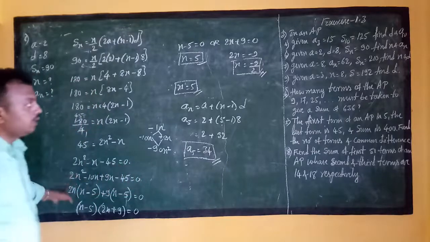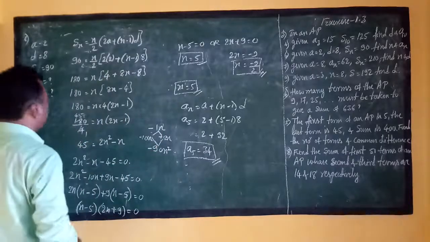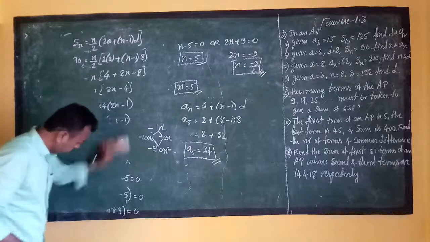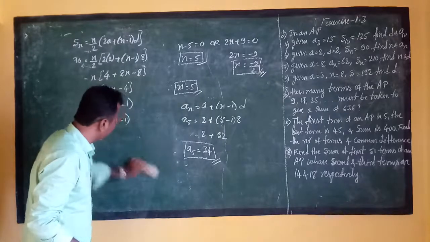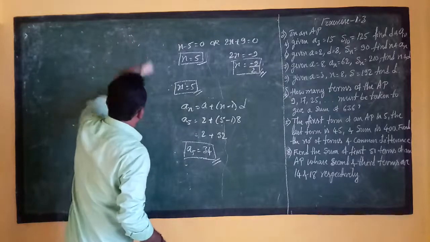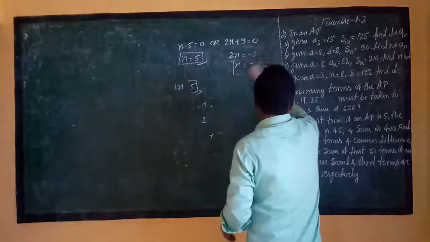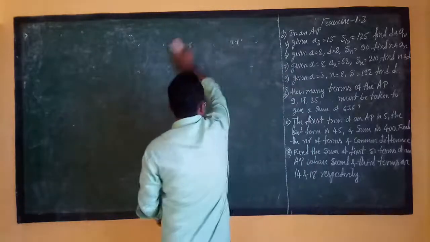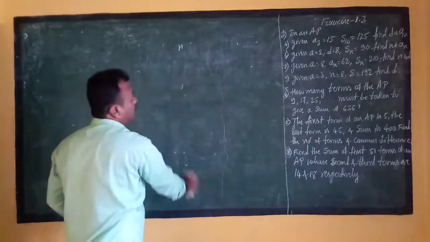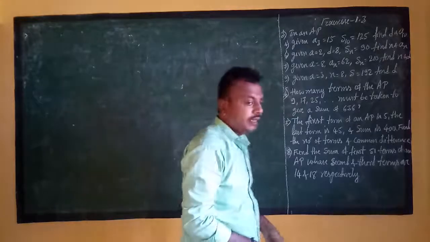Do you understand, students? Yes. So next, question number 7. What is the 7th question? Given a is equal to 8 and an is equal to 62. Sn they are given 210. Find the value of n and d.